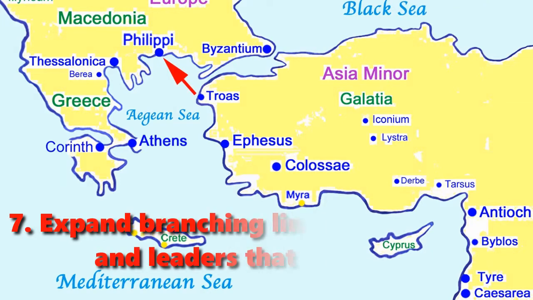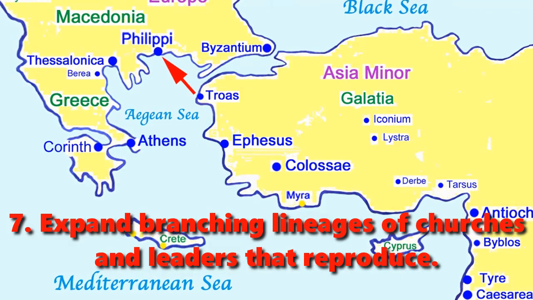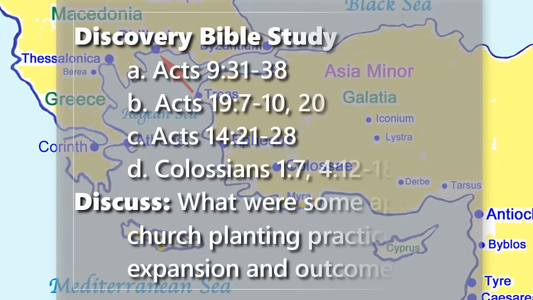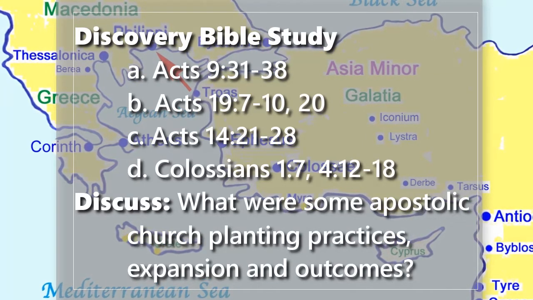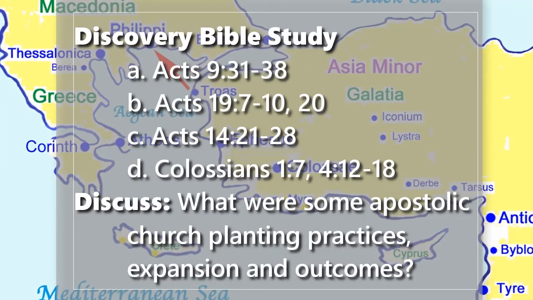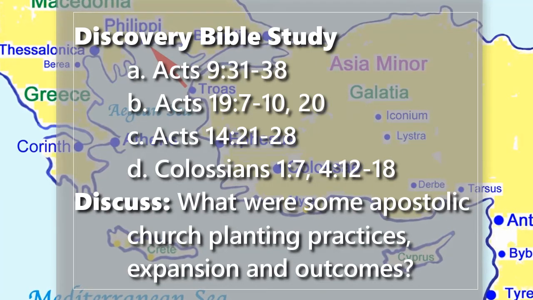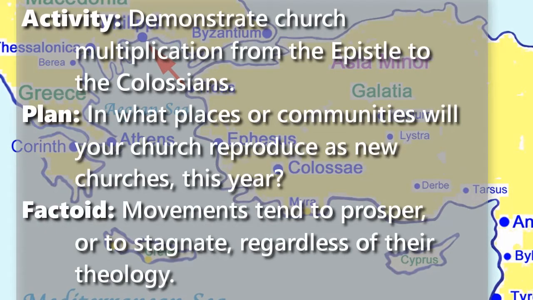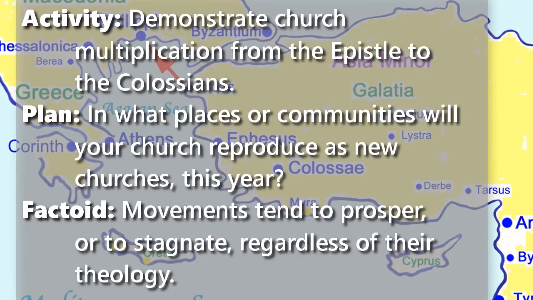Practice 7. Expand branching lineages of churches and leaders that reproduce. Form tiny groups that read together the following texts. Have them discuss and reply to the following query. What were some apostolic church planting practices, expansion, and outcomes? Factoid. Movements tend to prosper or to stagnate regardless of their theology.